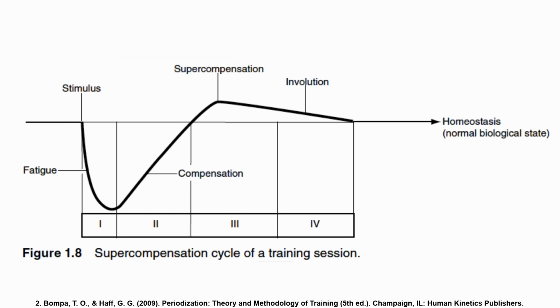The final phase in this supercompensation theory is the involution phase, and this occurs when there is a reduction in work capacity, until theoretically we would return to our baseline performance level, or maybe even somewhere below. So I mean, that was pretty simple to understand, right? We have our workout, then our recovery goes down, and then it picks back up after a little while, and we get an elevated performance.